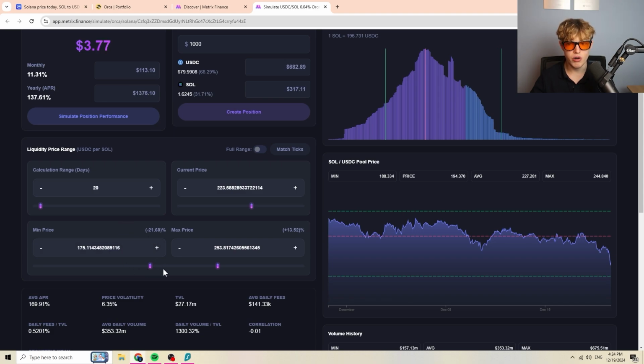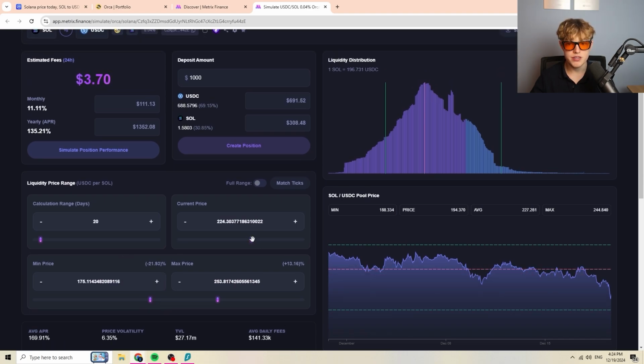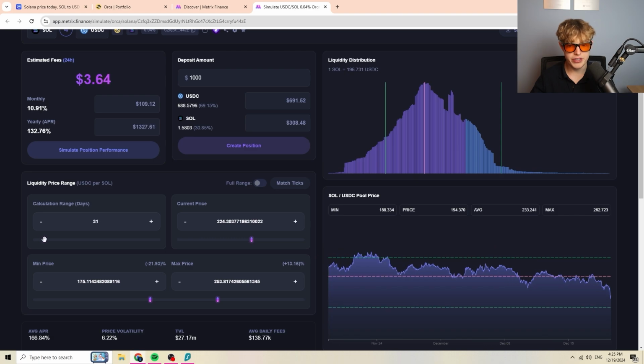Now this is a pretty broad range, and I'm going to put my current price where there's lots of liquidity, and it's showing with this range, we're getting about 135% APR. Now let's zoom out on the calculation range just a bit.